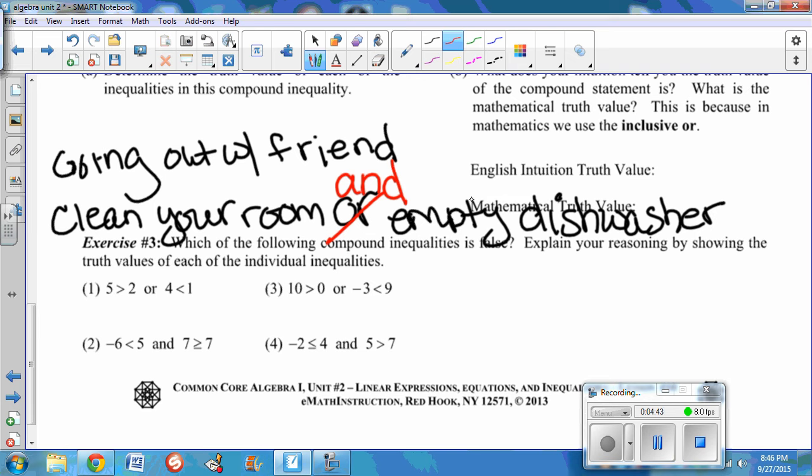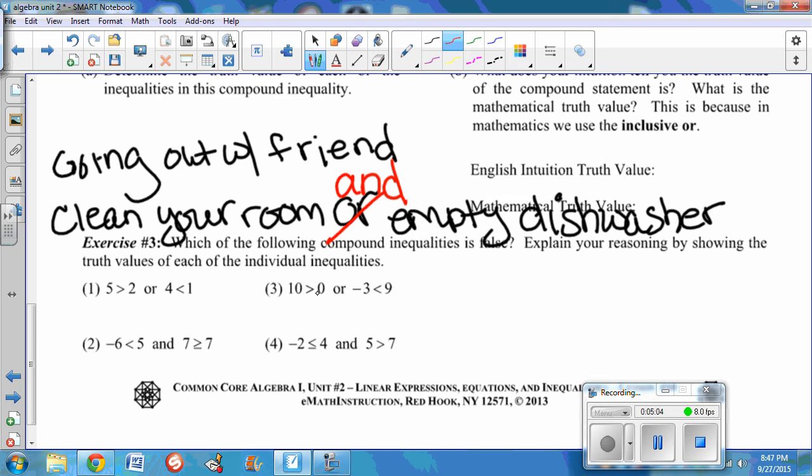Same thing, flip it around. You didn't empty the dishwasher, but you cleaned your room. Are you going to be able to go out? No. But if you do both of them, both are true, are you going to go out? Sure. If you don't do either one, are you going to go out? No. Okay?